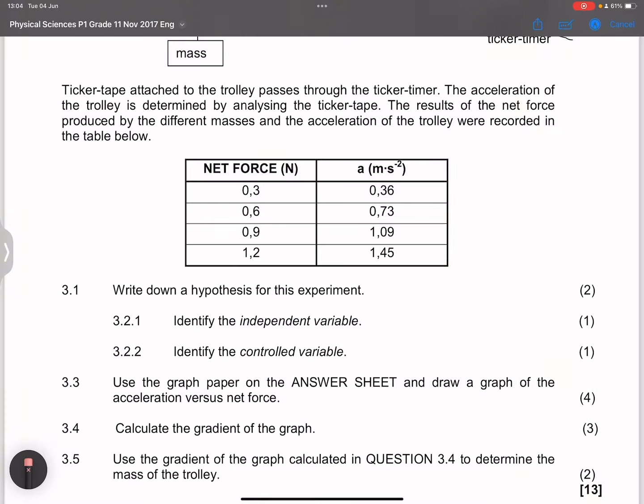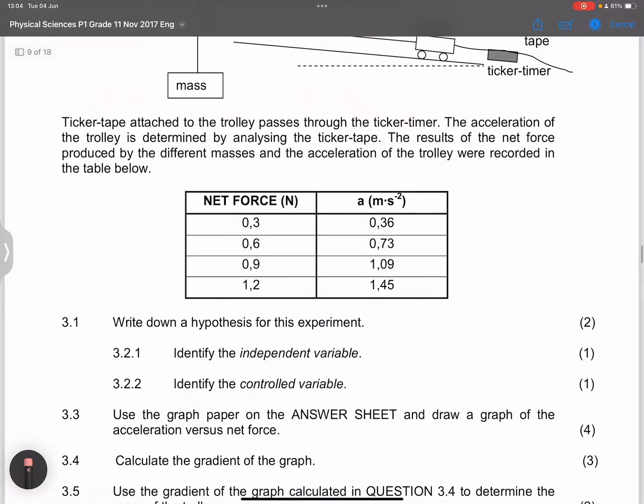Now they say identify the independent variable. Now remember, ladies and gents, what would be the independent variable? The independent variable is always what you are changing, right? So what is it that you are physically manipulating in your data? It is the mass, and as a result, the net force that is acting on this guy. So I would say that our independent variable would definitely be the net force, right? Okay, we keep tampering with the net force, right?